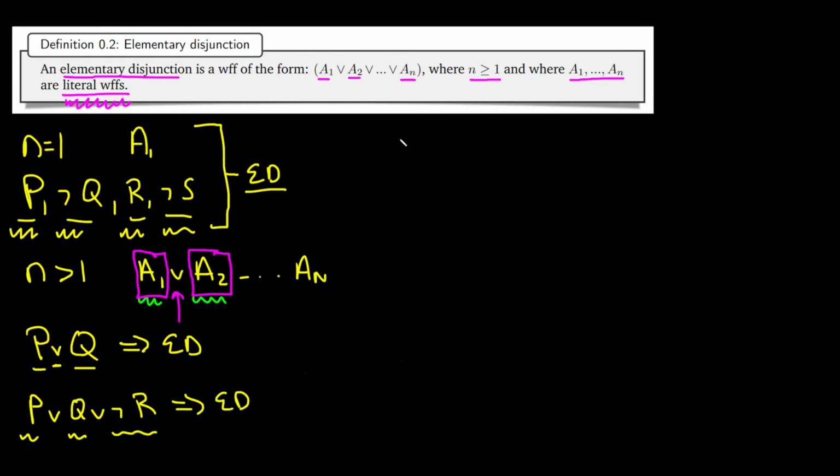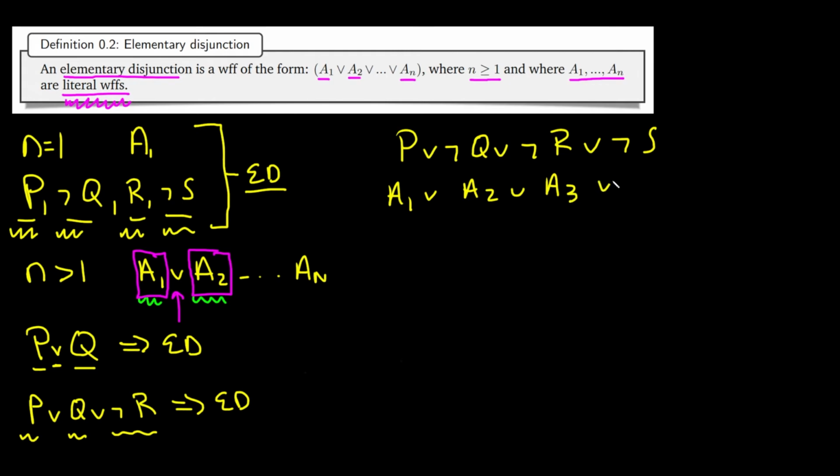Let's look at one more example. Let's say we had P or not Q or not R or not S. Notice that this formula has the form a sub 1 or a sub 2 or a sub 3 or a sub 4. Also notice that each one of the disjuncts of this disjunction is a literal well-formed formula. So you could go through each one and see, this one's a literal, this one's a literal, this one's a literal. And so what we have here is also an elementary disjunction.